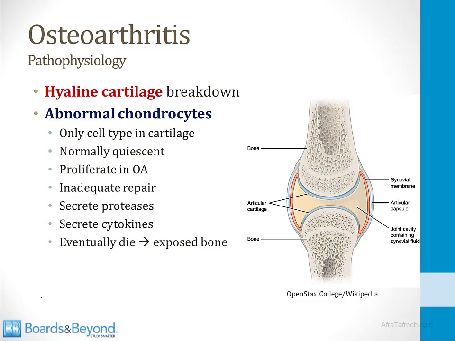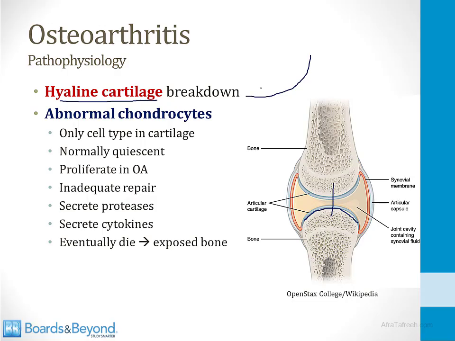There are two key elements of the pathophysiology of osteoarthritis that you need to know for step one. The first one is that in this disorder, hyaline cartilage breaks down. So remember, the hyaline cartilage is on the surface of the bone. So when it breaks down, you get bone on bone, and that's what happens in osteoarthritis.